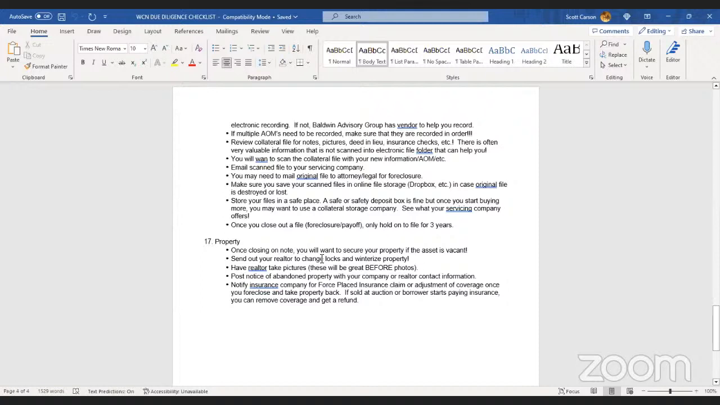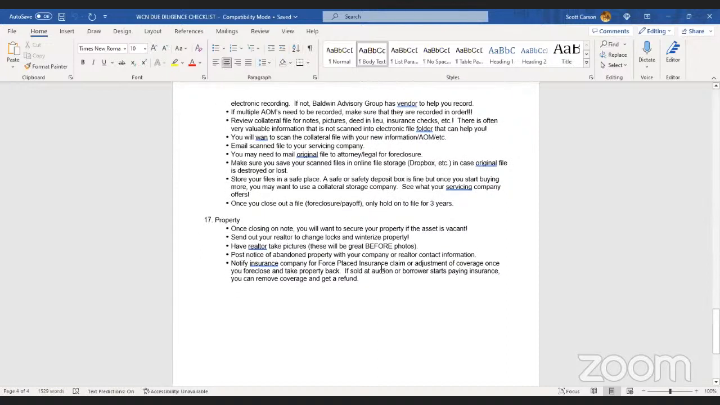I always like to send my realtor out with a locksmith so that they can get in and change the locks, and she or he can take photos to see what condition the property is in. If you're in an area with a very cold, bad winter, you may want to send a third-party team out there to winterize the property, turn the water off, and drain the pipes, to make sure stuff doesn't burst. Like I said, have the realtor take photos. They will be great before photos for your marketing, and then you have after photos if you have to repair the property.